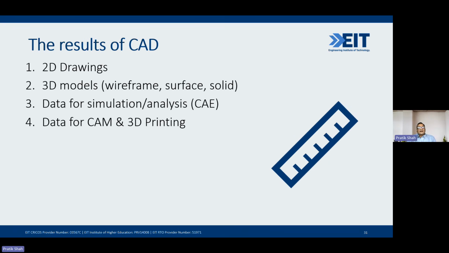The results of the CAD are 2D drawings, 3D models. We have already talked about this, but now we'll be jumping into this. The result of CAD can also be used for simulation and CAE. The results of CAD can also be used for CAM and 3D printing.